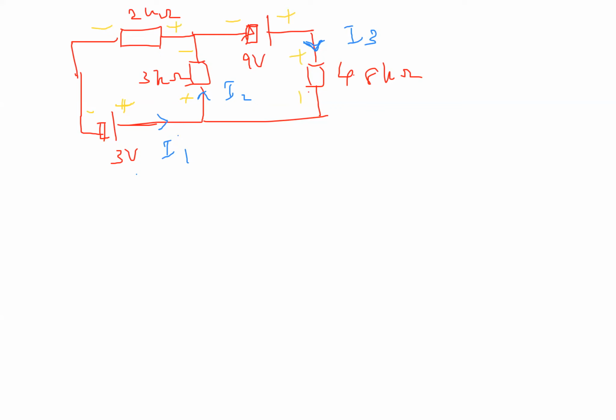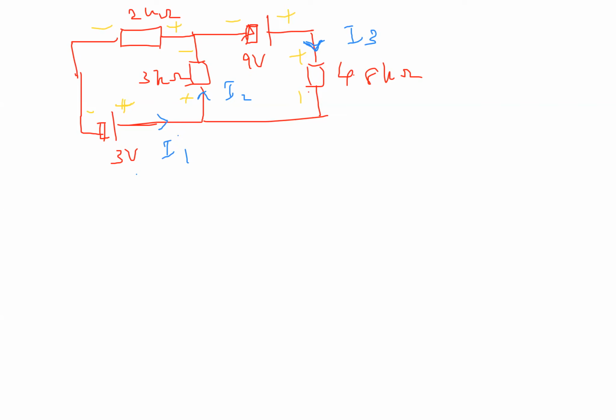Now here we have 3 unknowns, I1, I2 and I3. To solve 3 unknowns, how many equations do we need? 3. Very good. Yeah, 3 unknowns, the number of equations should be 3. Minimum we need to have 3 equations. Now we will derive some equations to solve this problem.